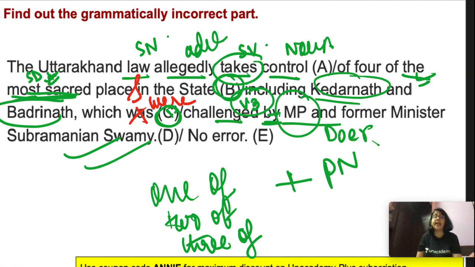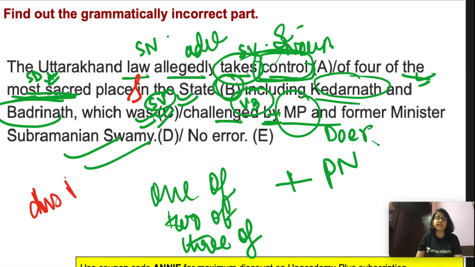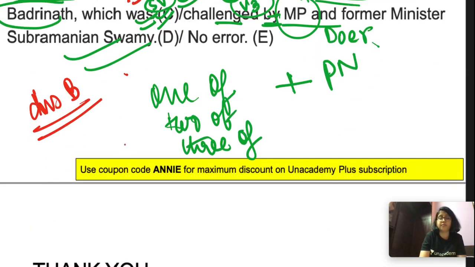No, the error is only in part, sorry, I'm very sorry, the error is only in part B. Why? Because here look at this, here what is being challenged? The control. The Uttarakhand law takes control, that is being challenged. So here you have to use a singular verb. Okay, this is correct because the subject is this one, control, which is a singular noun. That's why here you have to use a singular verb. So the error is only in part B. The answer is B. Very sorry for the confusion.